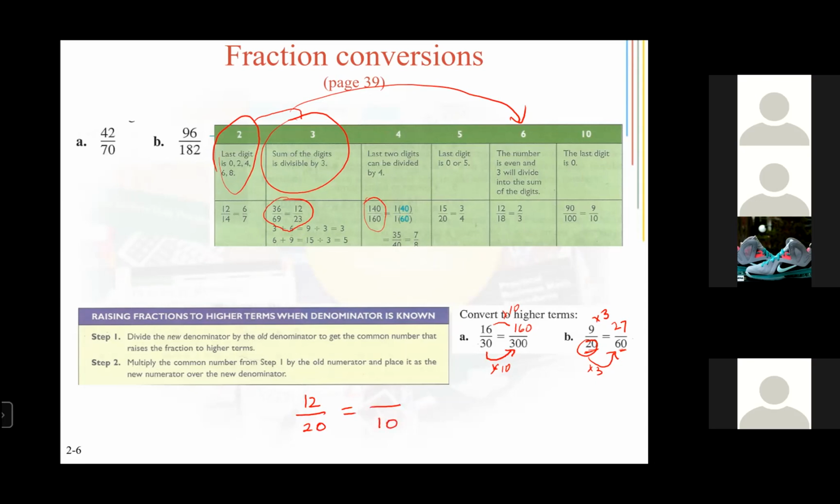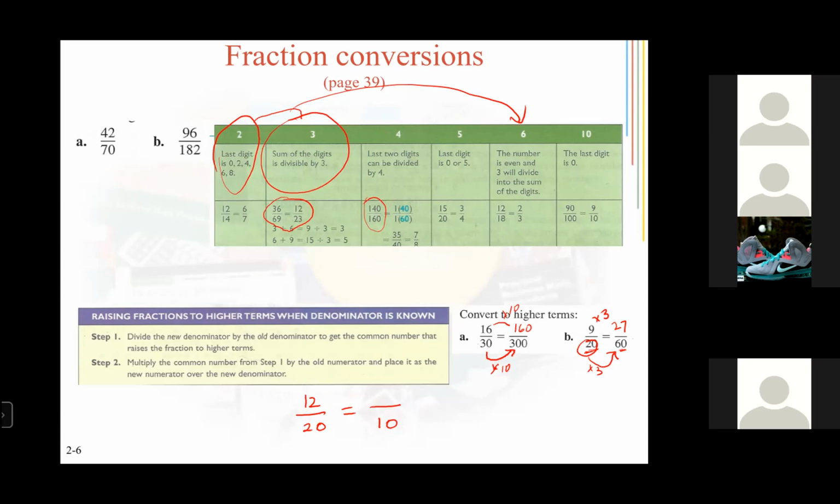What are we doing in this case? Okay, so you use 10. You would say 10 divided by 20. 20 divided by 10, my bad. And so then you would times the 10 by the 12. Yes?